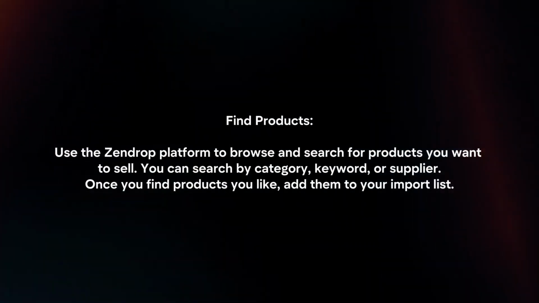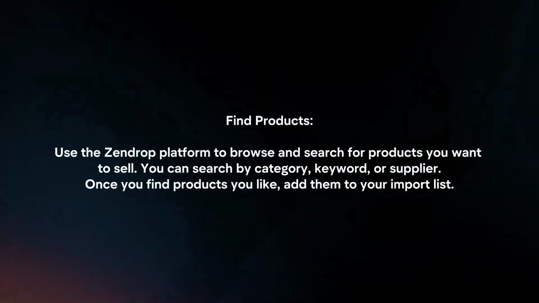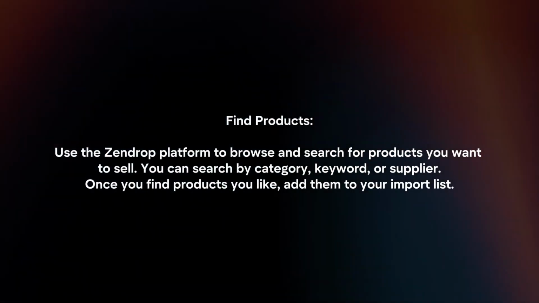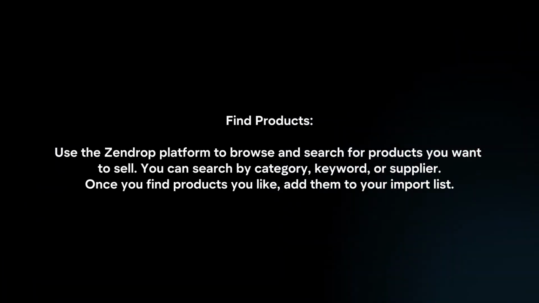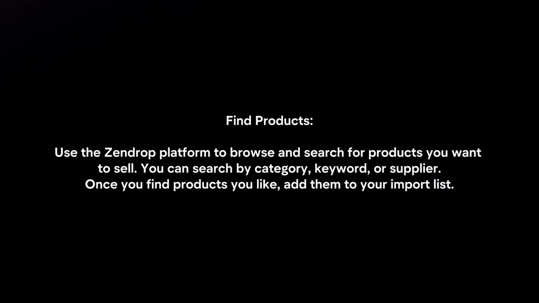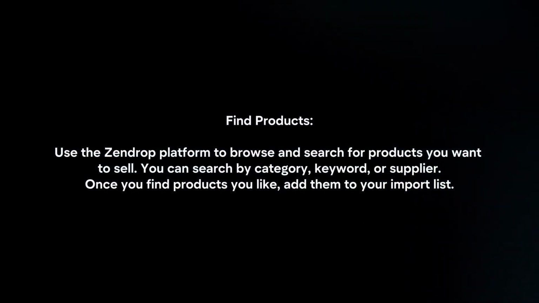Find products. Use the Zendrop platform to browse and search for products you want to sell. You can search by category, keyword, or supplier. Once you find products you like, add them to your import list.